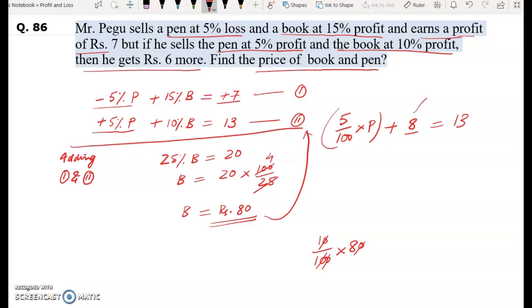Now if we take this 8 on the right hand side, what will we get? 13 minus 8, which is 5. So our P will be how much? P will be 5 into 100 by 5. This 5 will cancel out. So the price of pen is rupees 100. This is our answer.